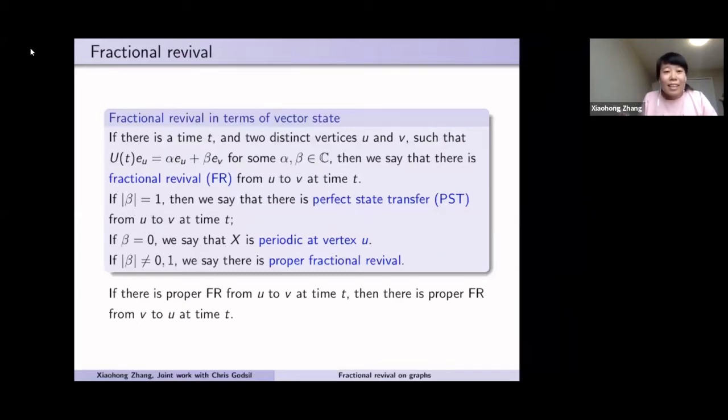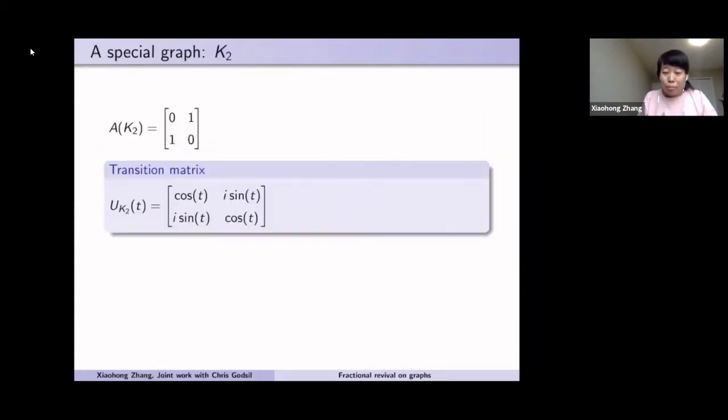Yeah, let's check a very simple graph, but with very interesting properties. The graph K2, its adjacency matrix is like this. We can easily check that for even powers, this matrix is the identity matrix. For odd powers, it is the adjacency matrix A itself. By just making use of the definition of a transition matrix, we can find out that at time t it is given by this formula.